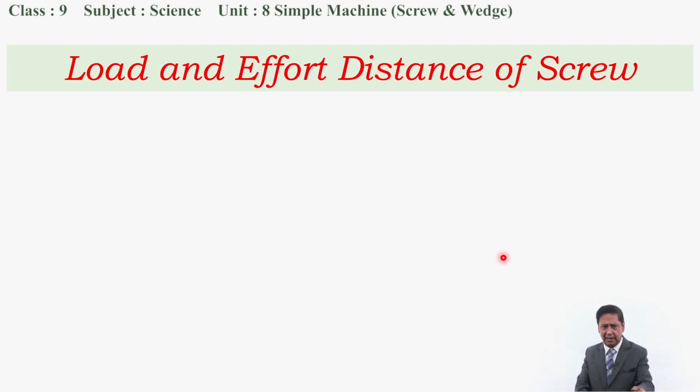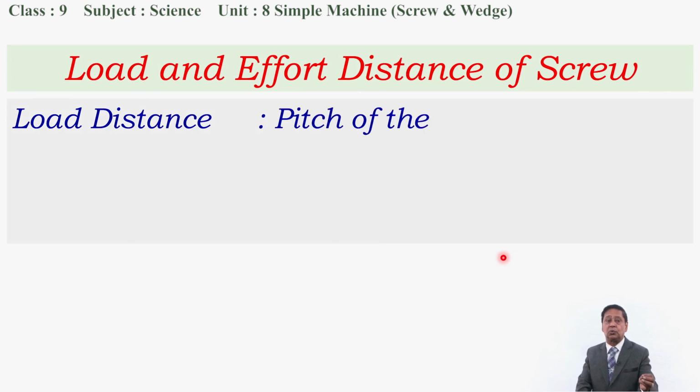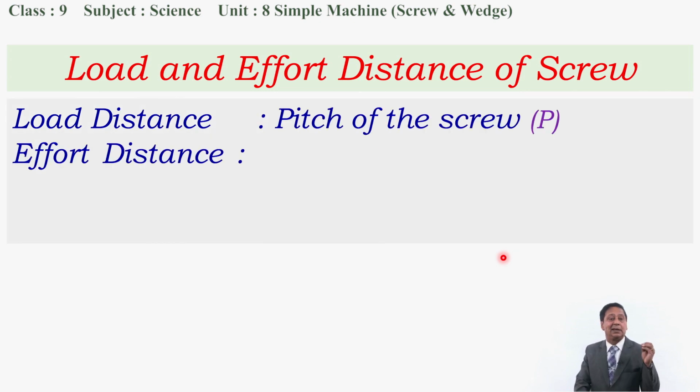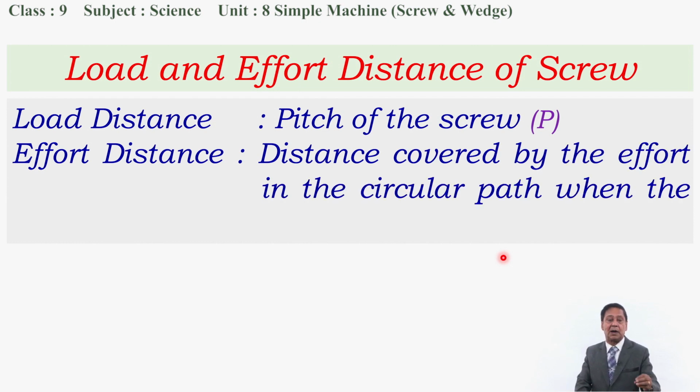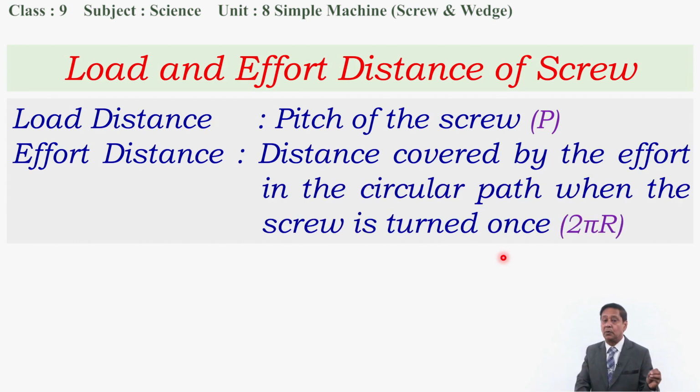Now remember again, load and effort distance in the screw. Load distance is pitch of the screw, which is denoted by P, and effort distance is distance covered by the effort in the circular path when the screw is turned once, 2 pi r.